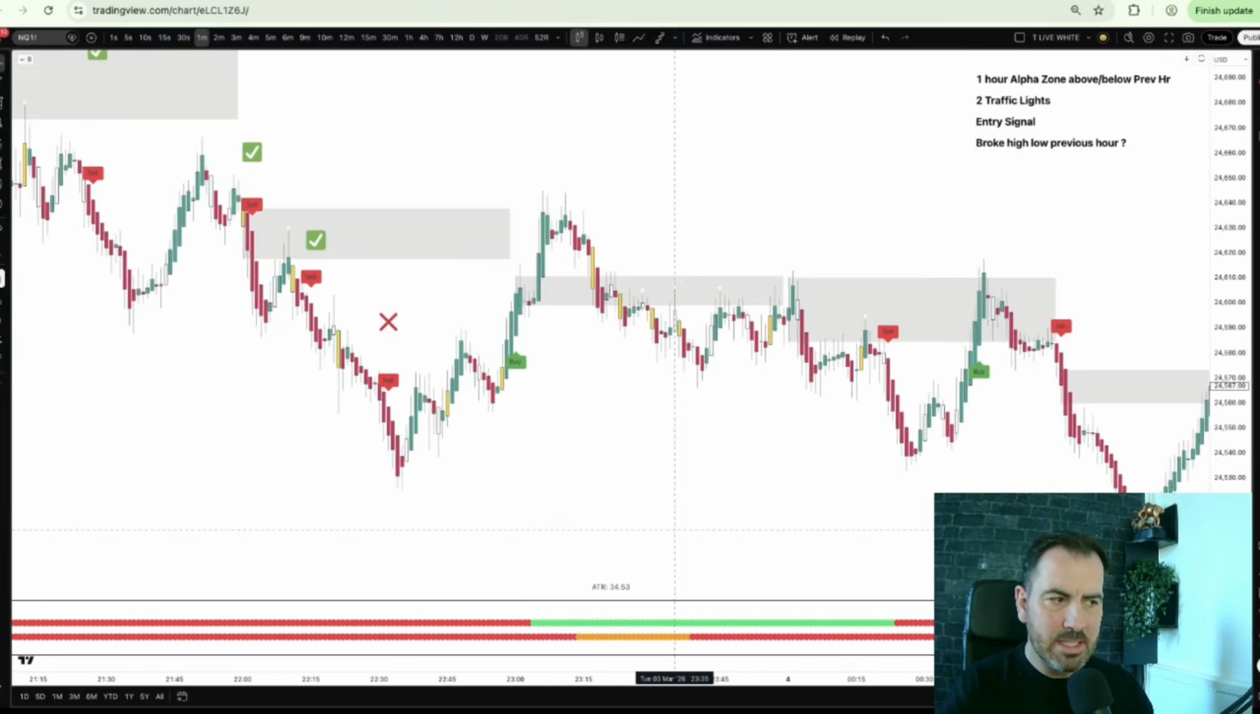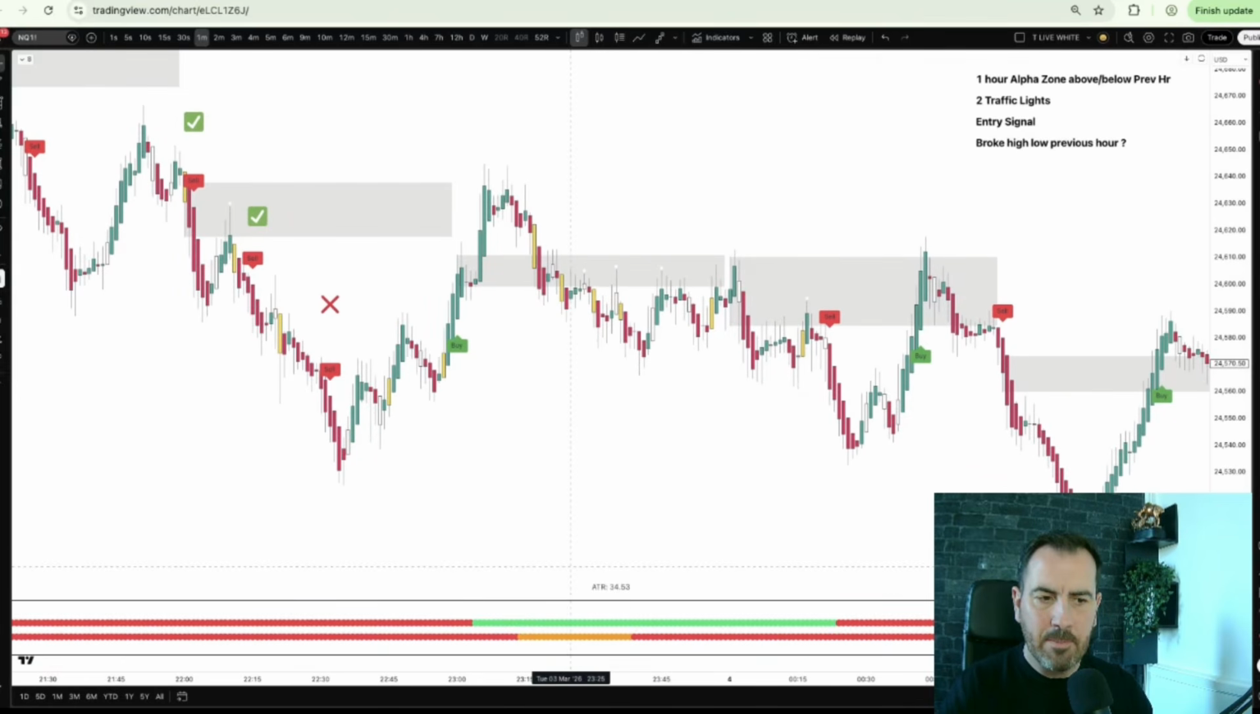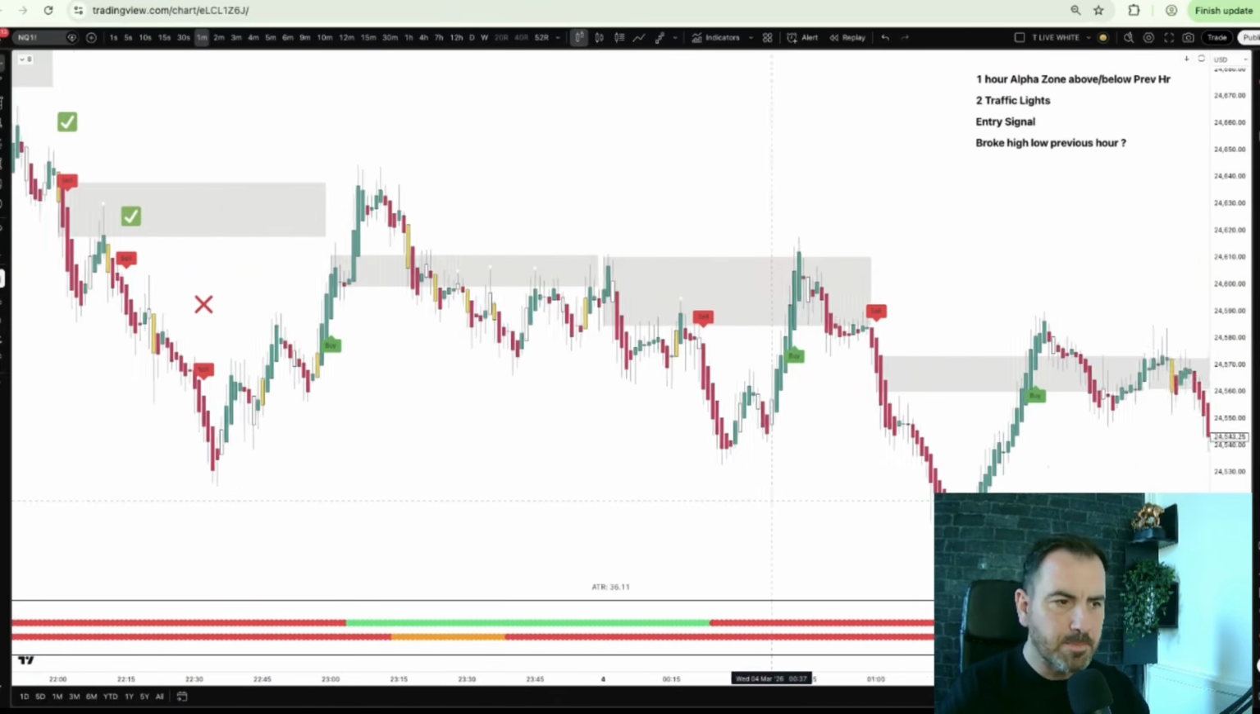Our traffic lights have started to get mixed. That's why they're here. They're there to keep you out. This indicator looks at multiple things and says, actually, do I want to be in this trade? And if they're not aligning, then no, I don't. So my alpha zones are bearish. I'm not looking for a buy signal, especially when my traffic lights don't align.